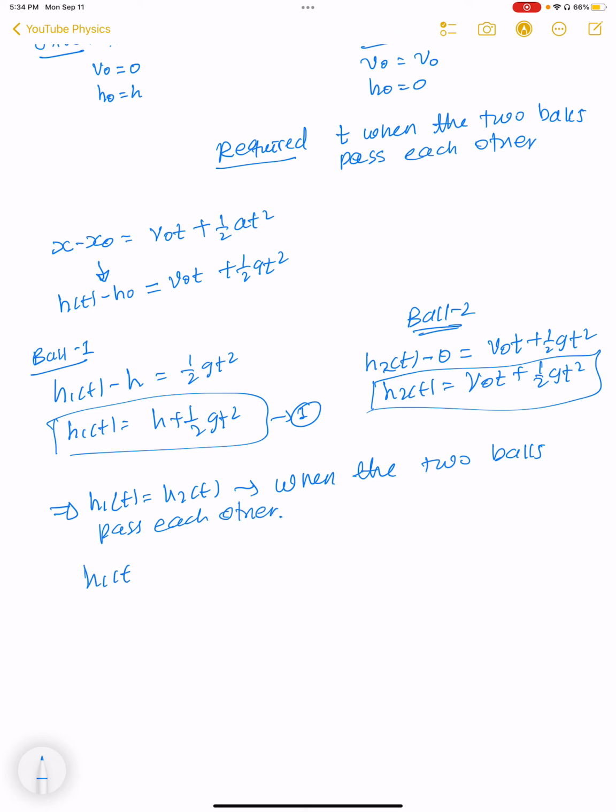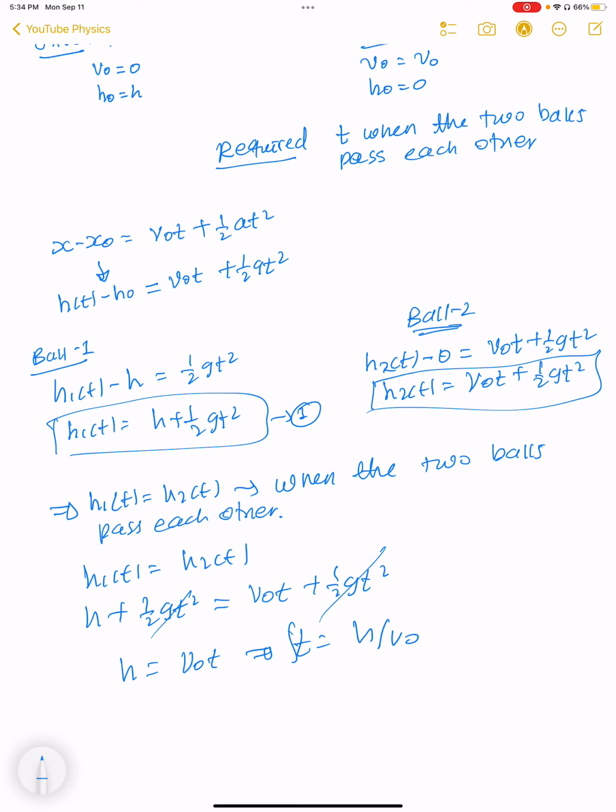So if we equate equation 1 and equation 2, that means h plus 1/2 gt squared equals v naught t plus 1/2 gt squared. This cancels out, so we have h equals v naught t. That means time will be h over v naught.